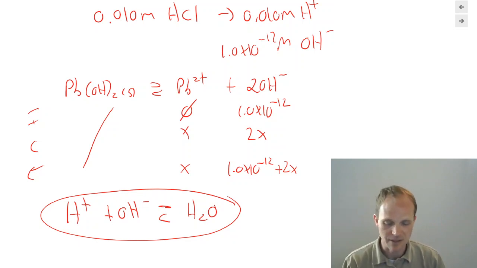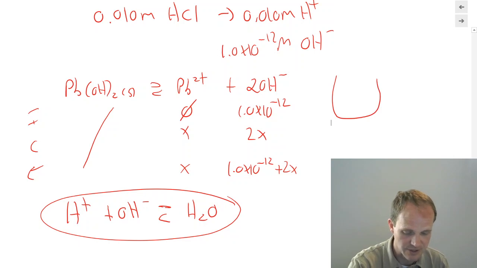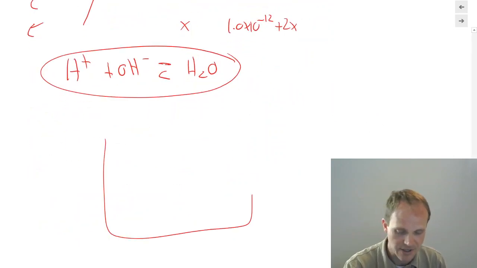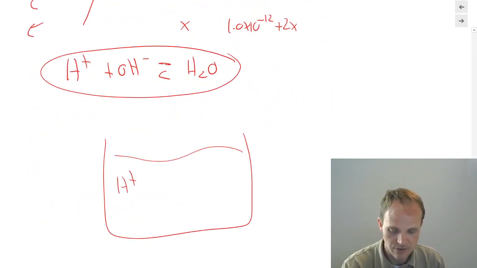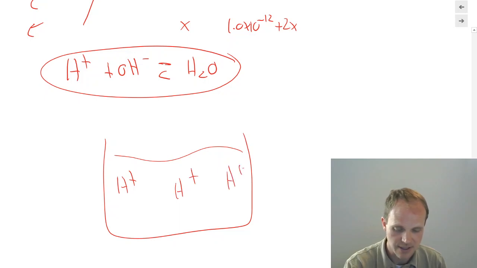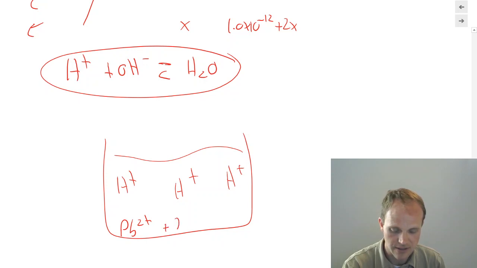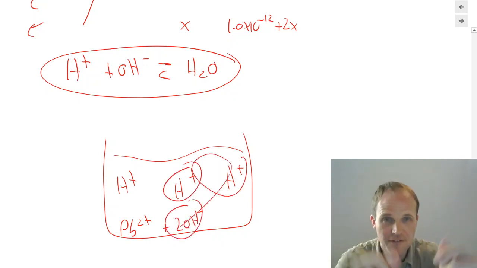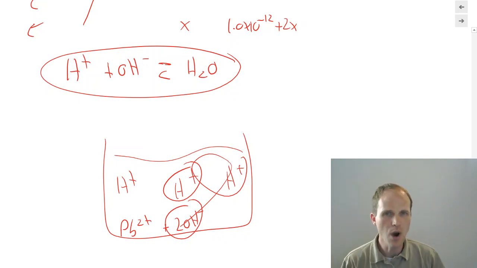So what's going to happen here? I've got a bunch of H plus in solution. Let me draw this. I've got a bunch of H plus in solution here, all this H plus. And as lead 2 hydroxide dissociates, boom, these guys are going to react. Boom, make some water. Fastest reaction known in solution. Whoa, super fast. So what just happened?